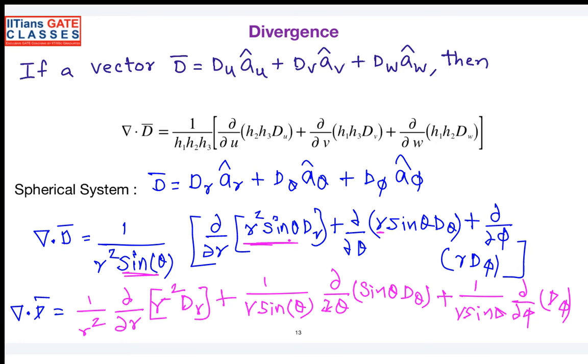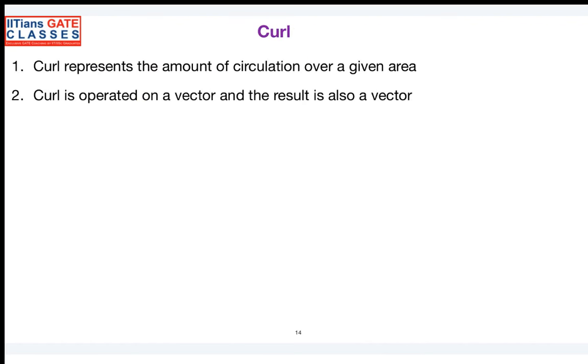Now, moving on to the next one, the final thing is the curl. So what does the curl actually represent? The curl represents the amount of circulation over a given area. What is the meaning of that? Suppose we have a source like this, and the curl is something of a rotational nature. So the curl basically represents the amount of the rotational nature of a vector field around the source.